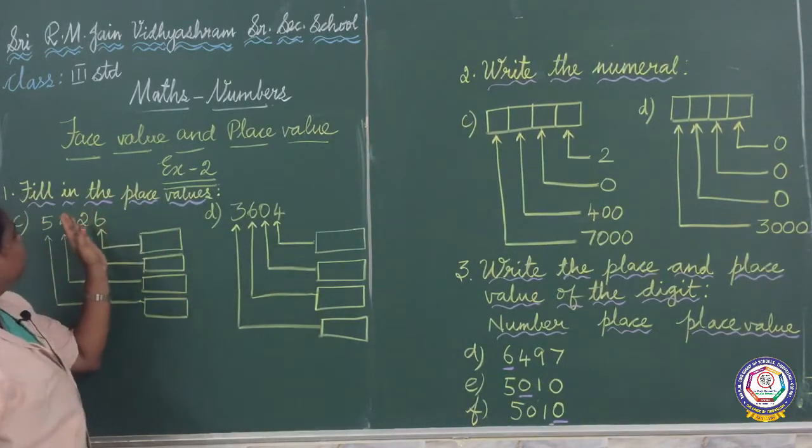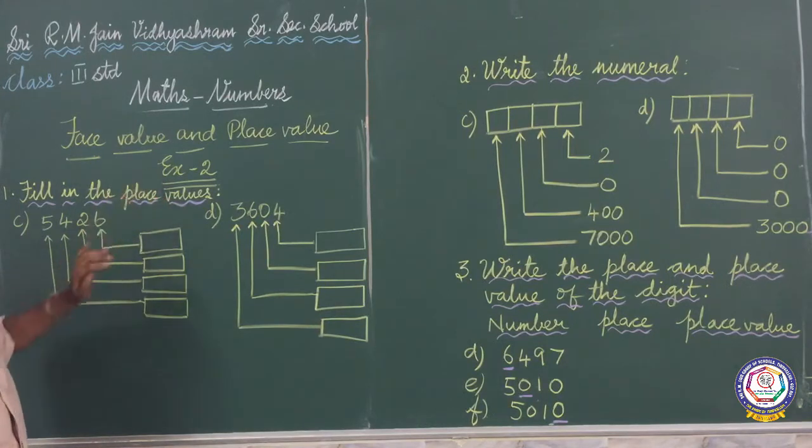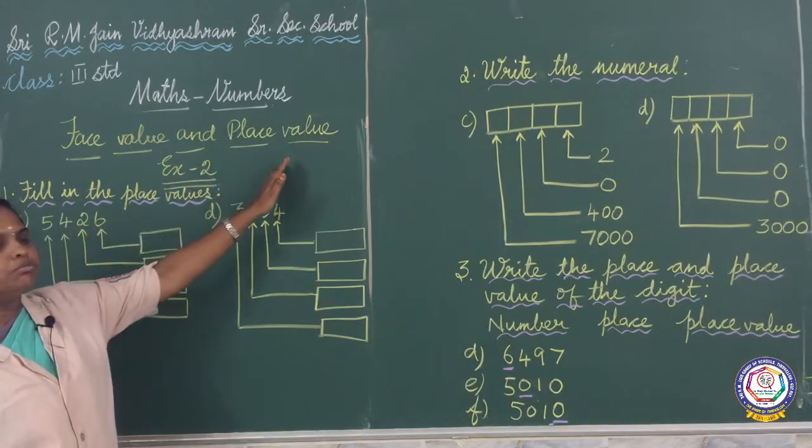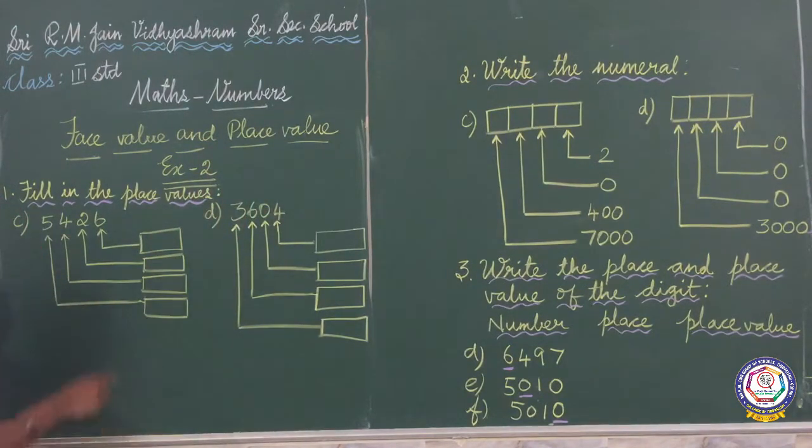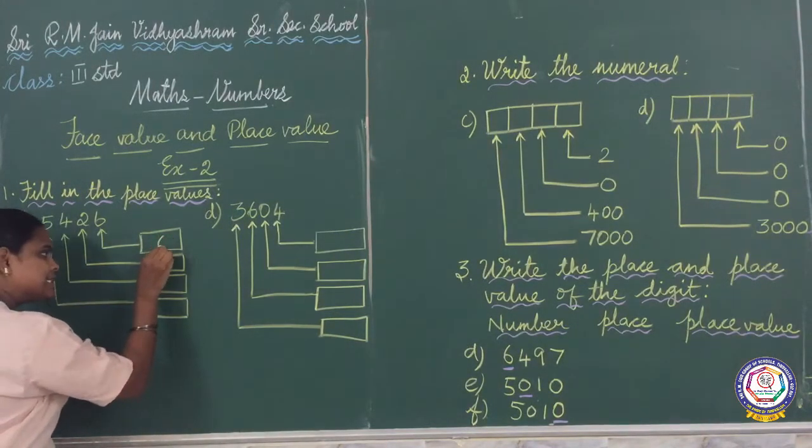Next, in exercise 2 we are going to fill in the place value of the numbers. Face value means the number itself. Place value means the position at which it is placed. So what is the position of the number 6? 6 is in the ones place. So we can write 6 ones, otherwise we can write 6.